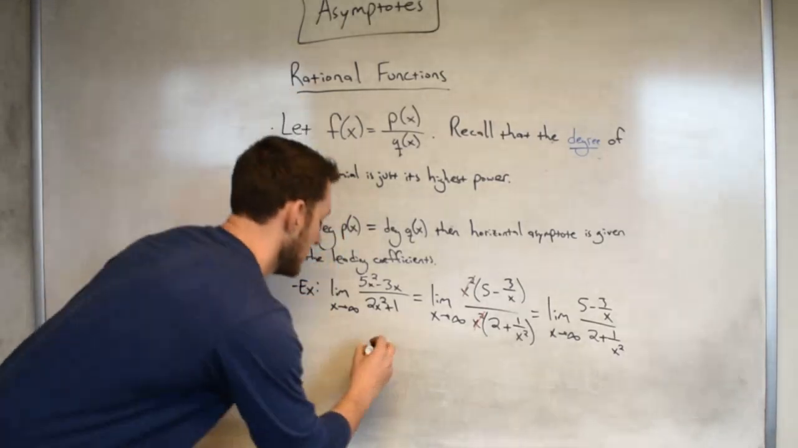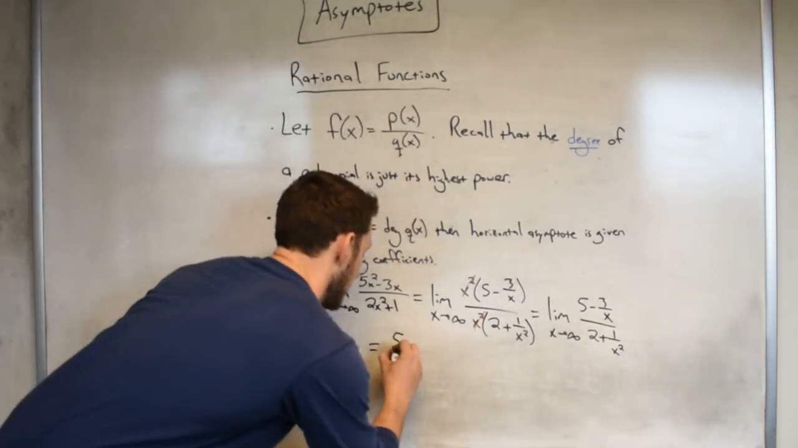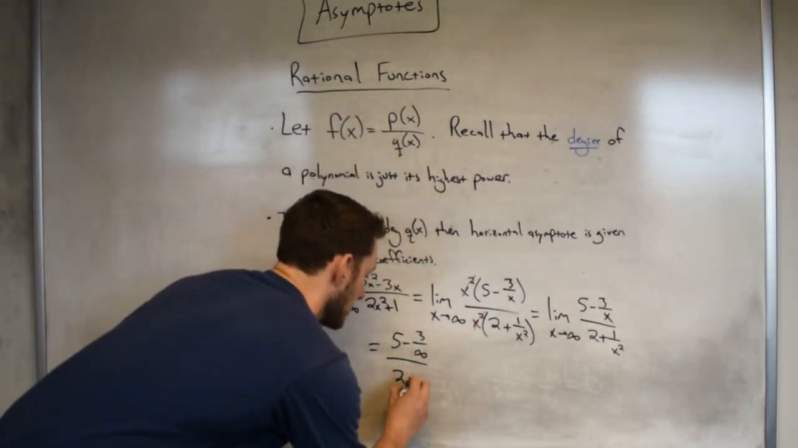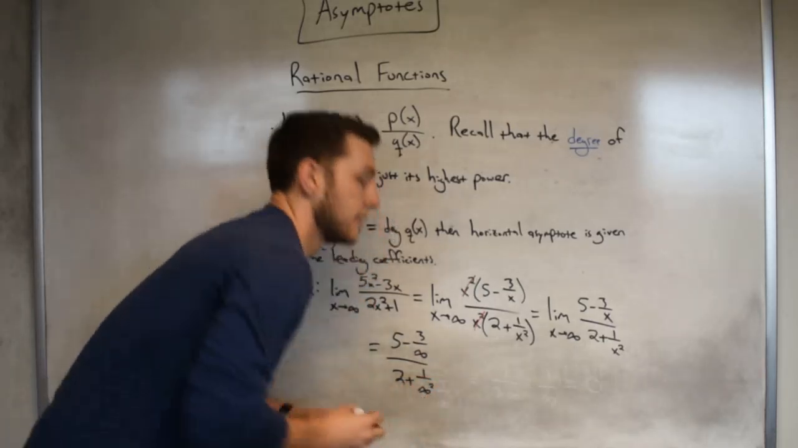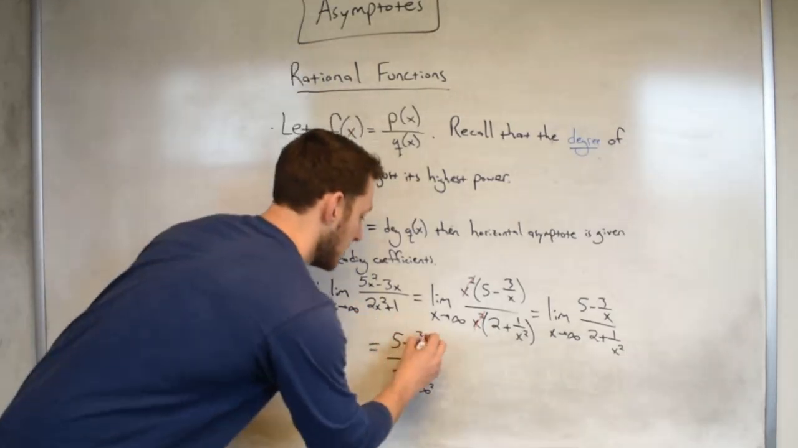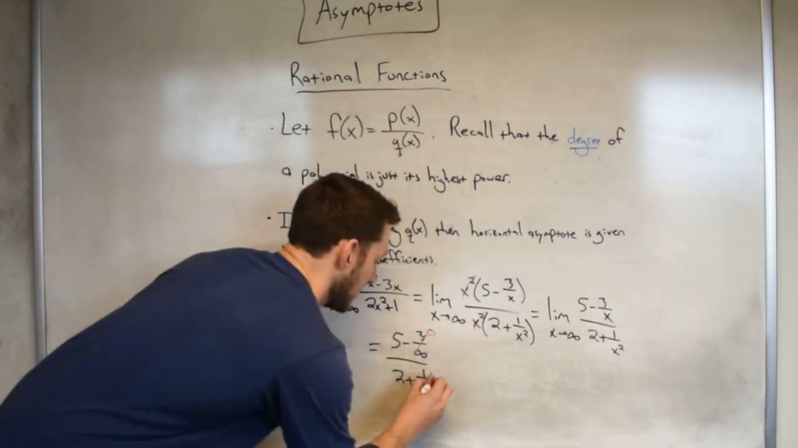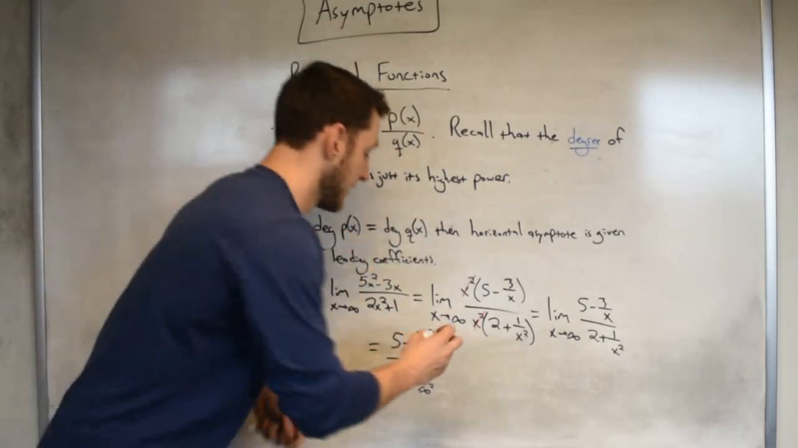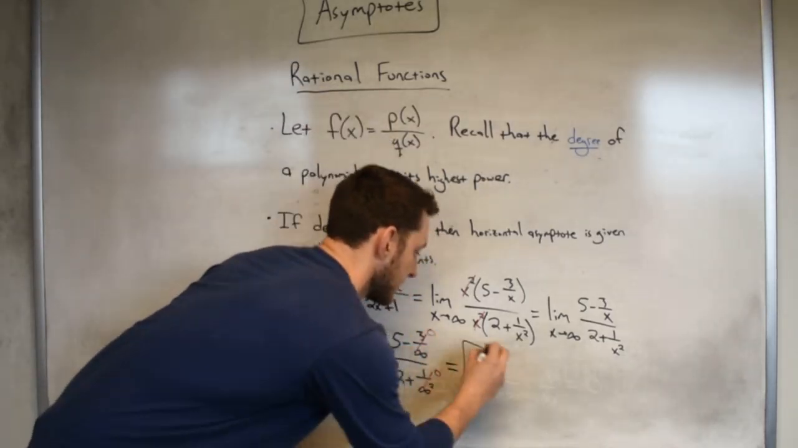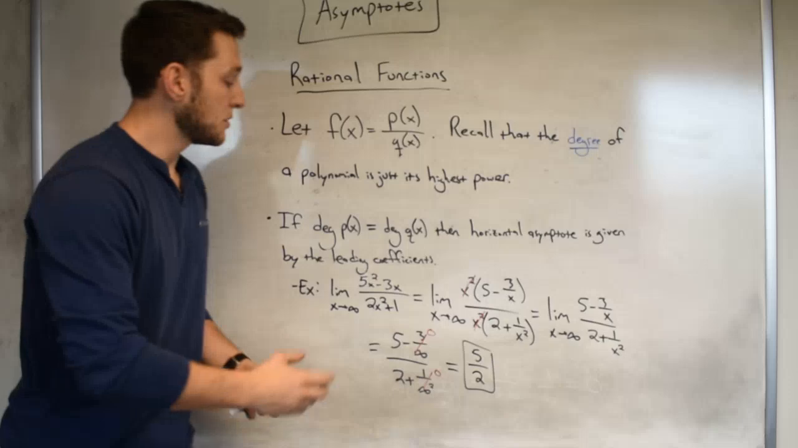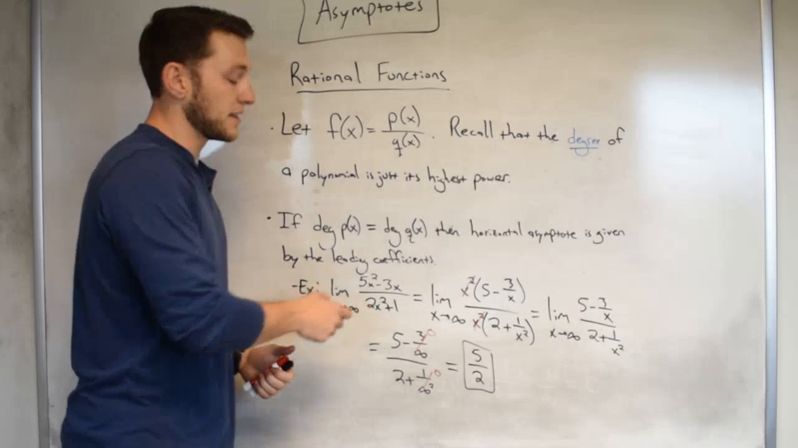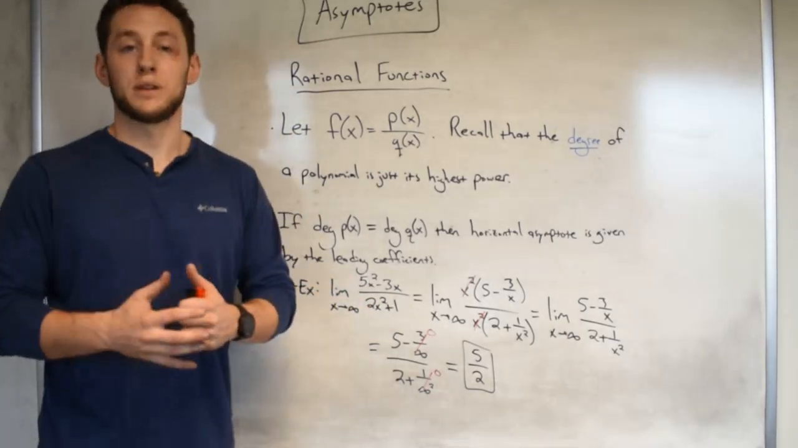Plugging in infinity, we see that we land on 5 minus 3 over infinity divided by 2 plus 1 over infinity squared. But then recall that if you divide by infinity, you become 0. This goes to 0, and this goes to 0, leaving me with 5 on top and just a 2 on bottom. But yet again, you could have just looked at the leading powers, 2 and 2, said they're equal, and then just taken their coefficients, 5/2. That will be your answer.